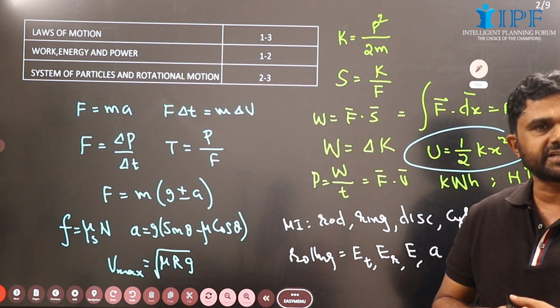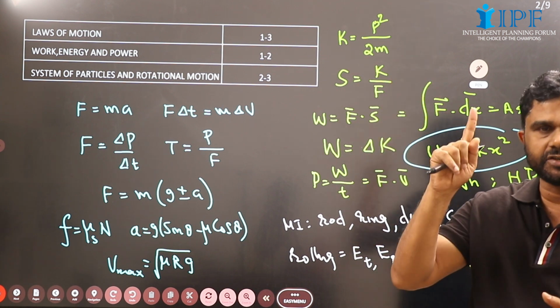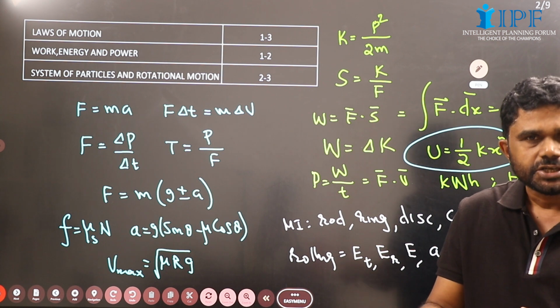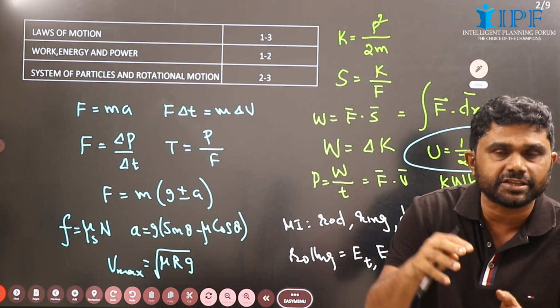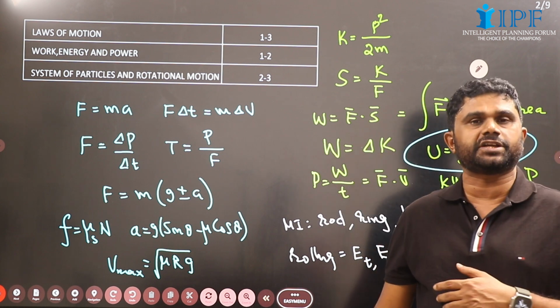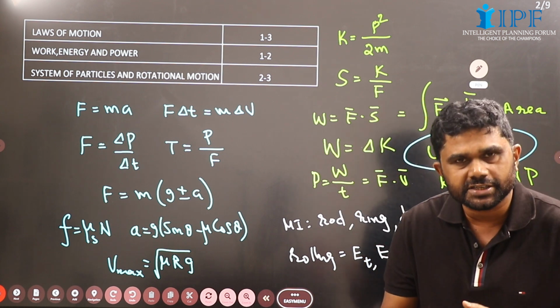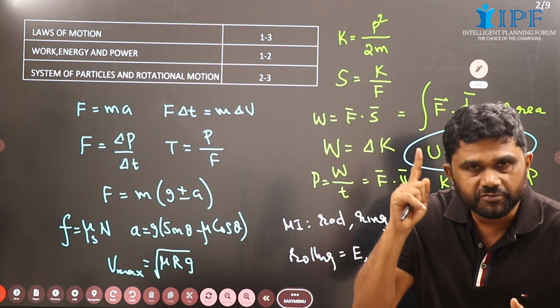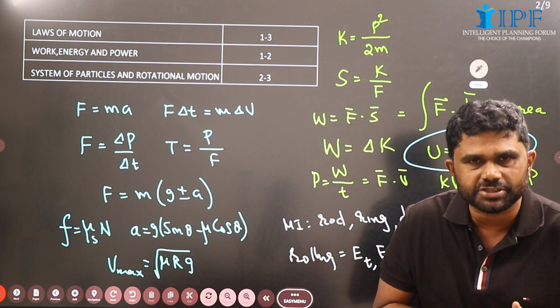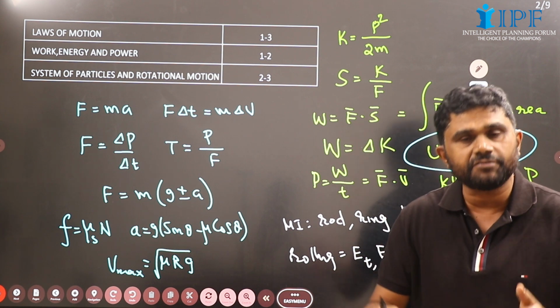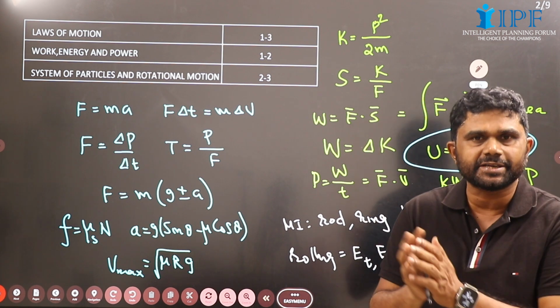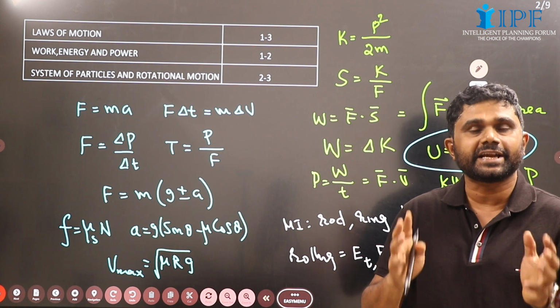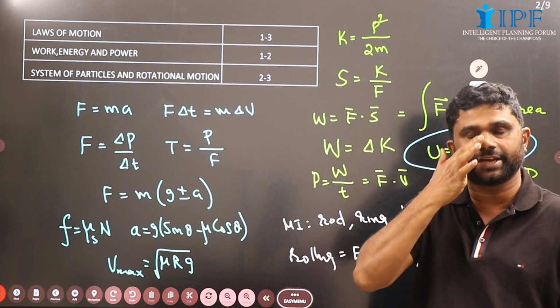What are the forces acting on the block? M into g plus a upwards, mg downwards. So the force acting on the block upwards is more than the force it experiences in the downward direction. In the downward direction it has only mg. In the upward direction it has m into g plus a. So the resultant force is upwards. How much? M into g plus a minus mg. That is ma. That is why it is going up with an acceleration a.